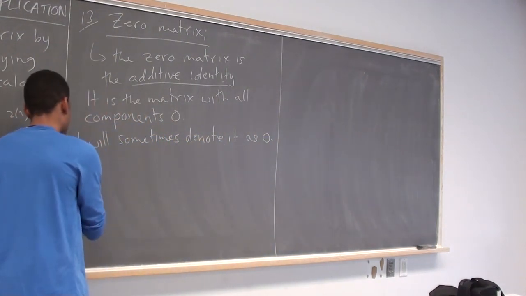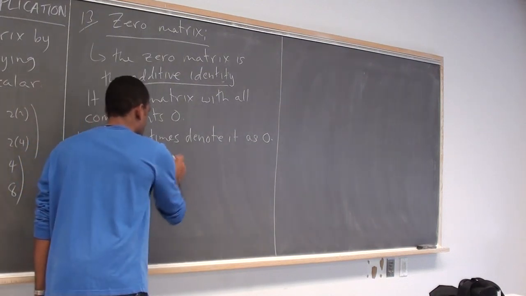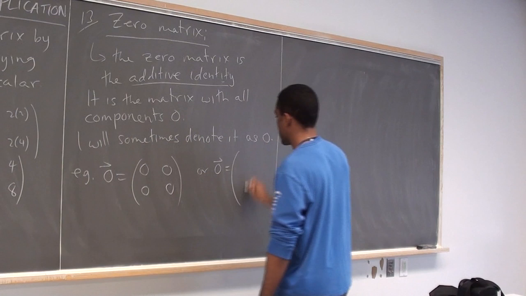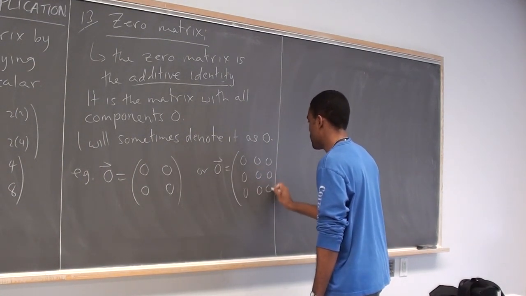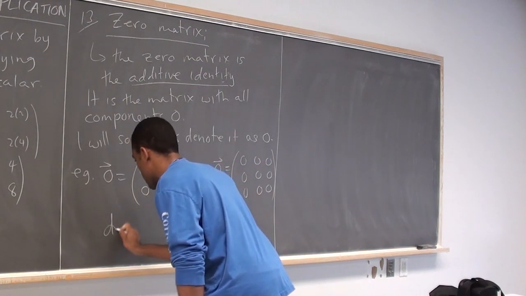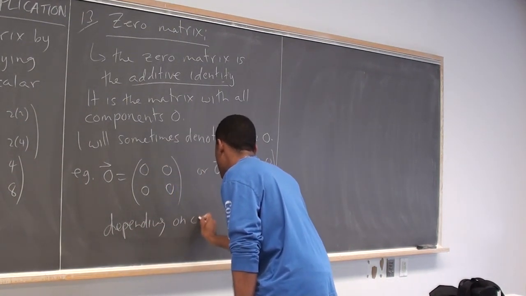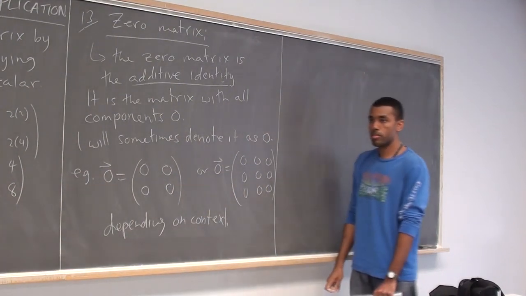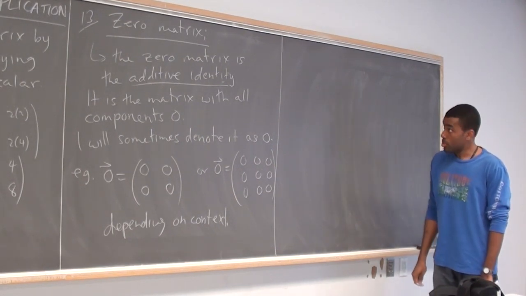So for example, if I want a 2 by 2 zero matrix, I could do that. Or 0 could be a 3 by 3. Depending on the context, you'll know what dimension you need to use. Should be obvious. So the zero vector.